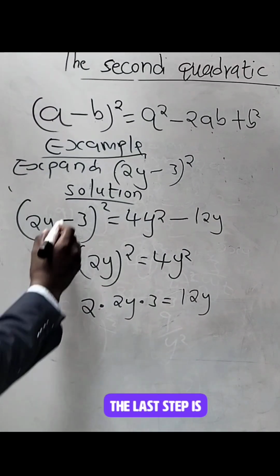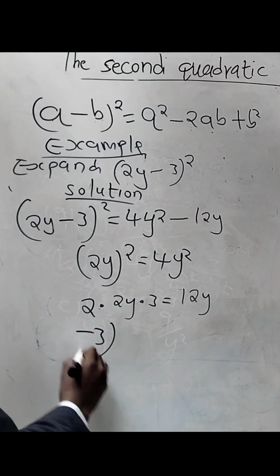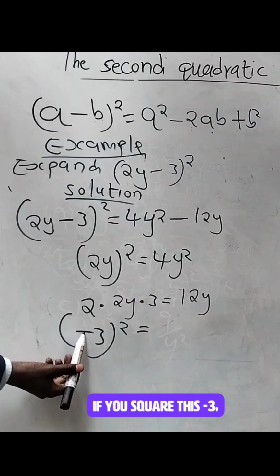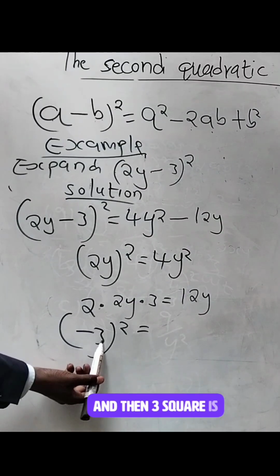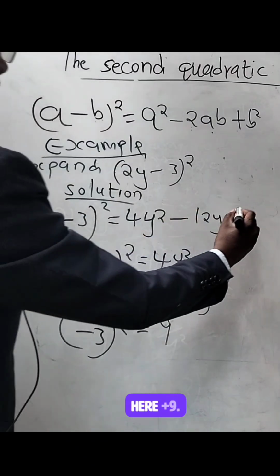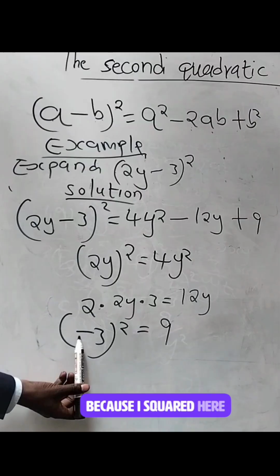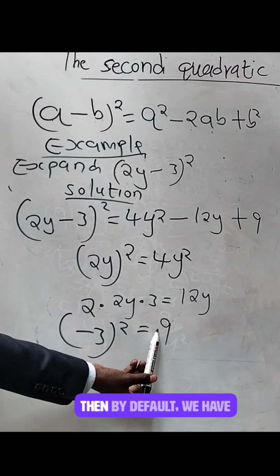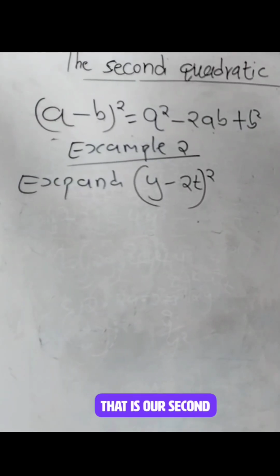The last step is squaring the last element alone. That is negative 3. If you square negative 3, what do you get? The negative will disappear, and then 3 square is 9. So you come and write here plus 9. I have written plus because I squared here and the negative disappeared. And then by default we have a plus here. That is our second example.